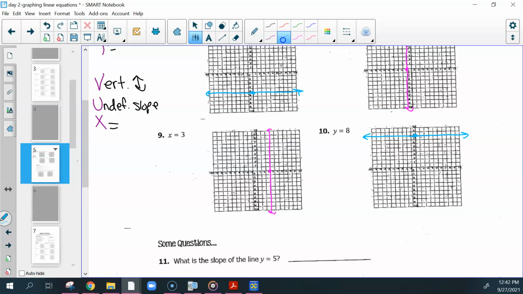So 9 and 10 should look something like that. So 9, where x is 3, should be a vertical line when x is 3. And 10 should be a horizontal line where y is 8.